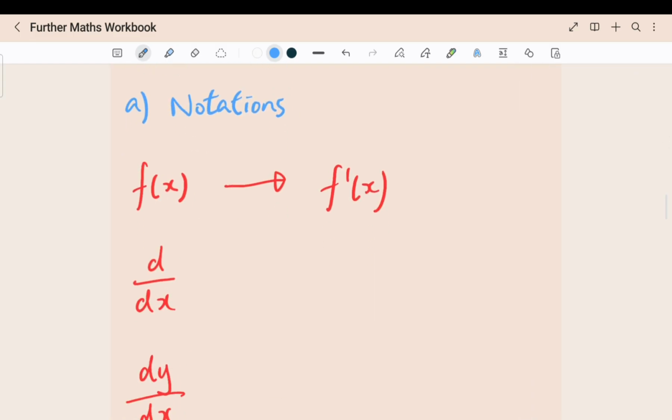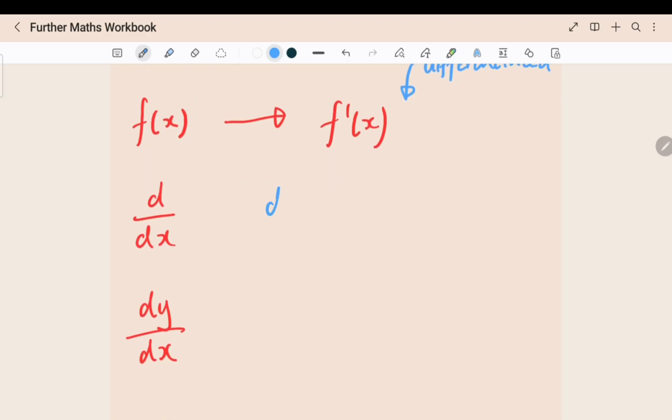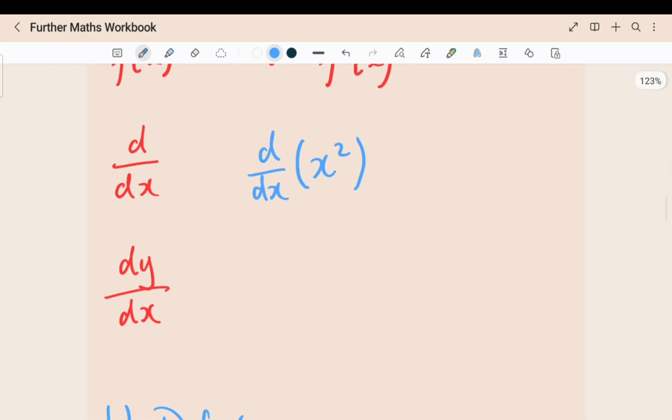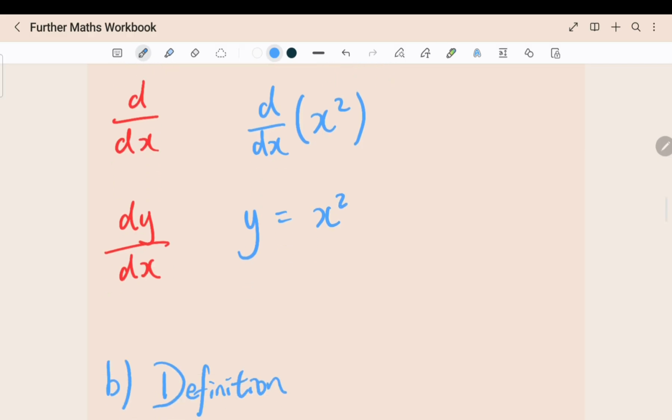Now, differentiation is basically finding gradients of stuff. So the notation is f of x goes to f dash x, showing this is differentiated. Now, you may also see d by dx, which means you're differentiating something in terms of x. For example, here I'm differentiating x squared in terms of x. Now, dy by dx is used when you have something like y equals x squared. When you have this, you will use dy by dx to show that you're differentiating y in terms of x. So in this case, I get 2x. And I'm going to show you how you can find 2x from this definition.